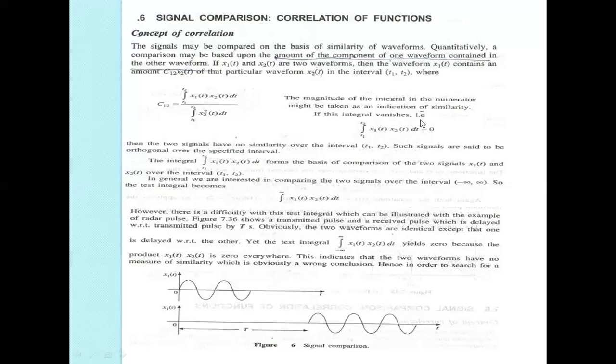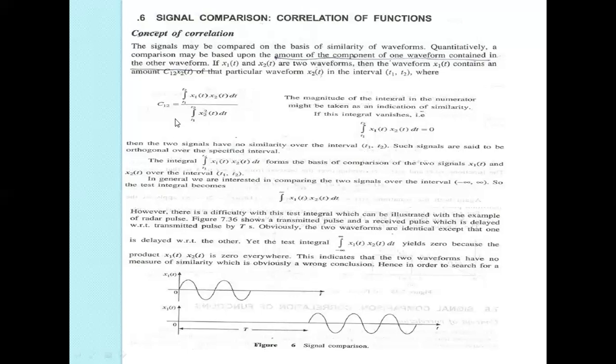If this integral vanishes, that is equal to 0, then the two signals have no similarity over the interval t1 to t2. No similarity over the interval t1 to t2. Such signals are said to be orthogonal over this specified interval. The numerator is 0.